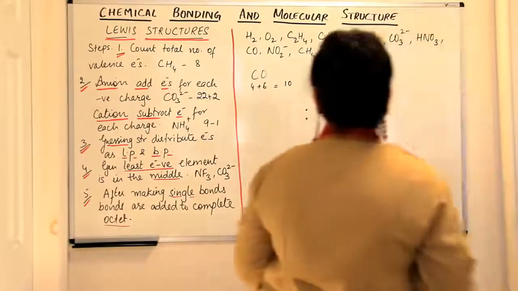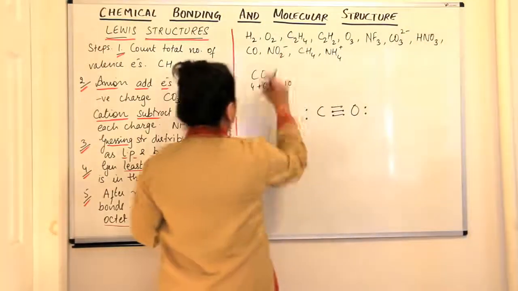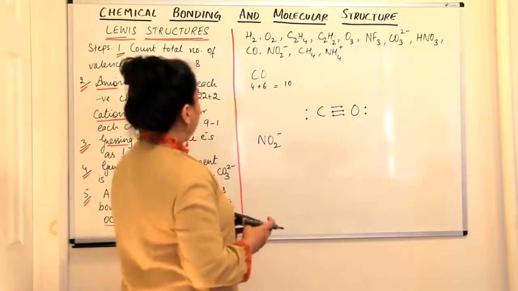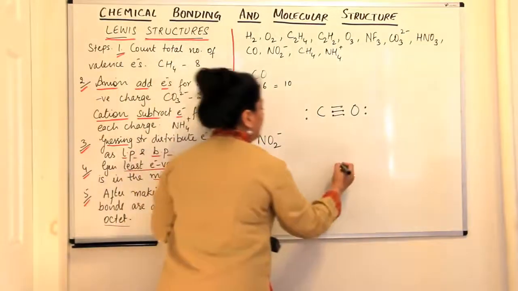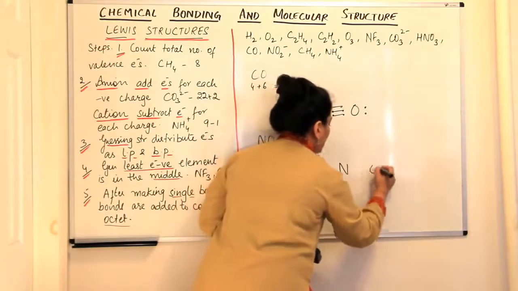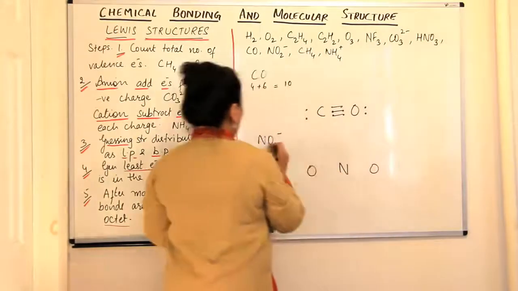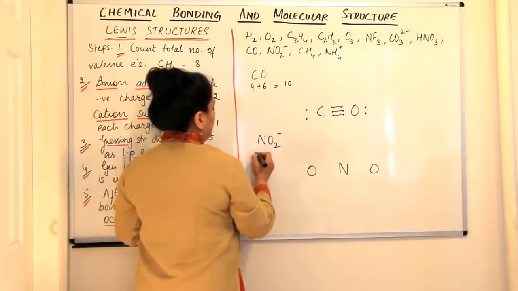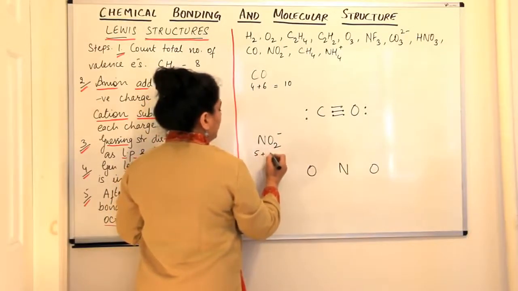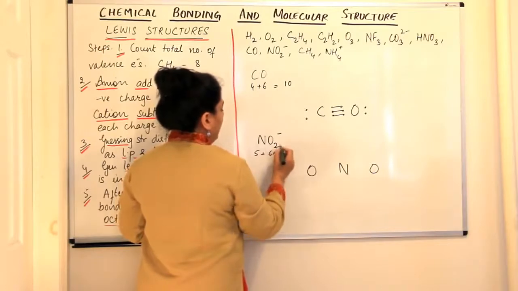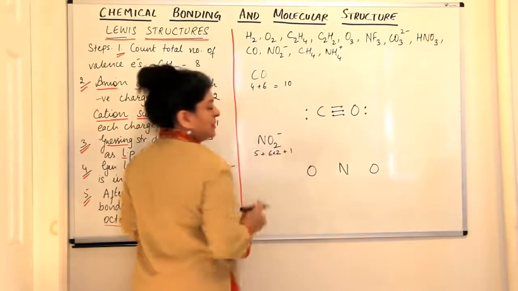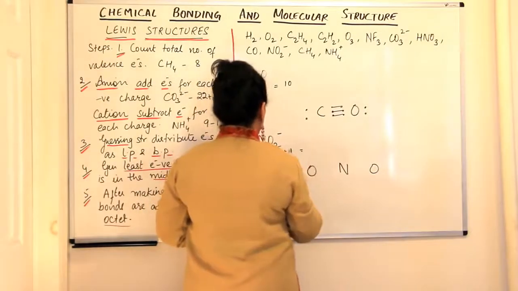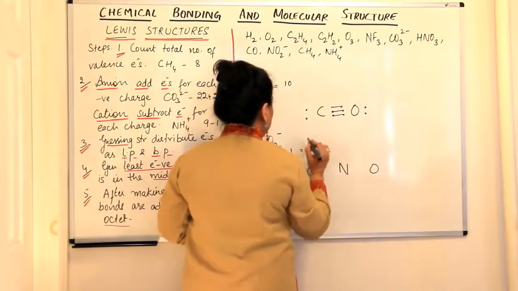Let us now come to the next ion, that is NO2 negative. Nitrogen would be the central atom, N, with one oxygen here and one oxygen here. What's the total number of electrons we are bringing here? Nitrogen is 5 and oxygen is 6 into 2, that's 12. And you have to add one electron because there's a negative charge. So this would be 12, 13 plus 5 would be 18.